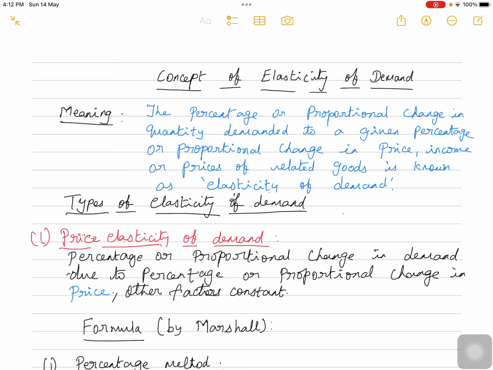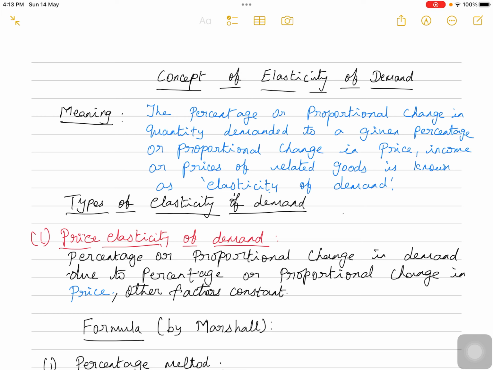So to what extent, to what degree the demand for a commodity changes because of the percentage change in price, income or prices of related goods, that is known as elasticity of demand. So this is the meaning of elasticity of demand. Based on that, we have three types of elasticity of demand.